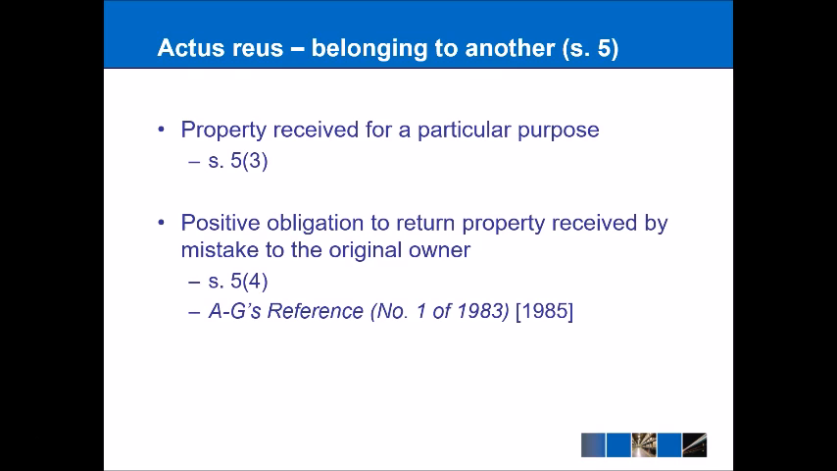Section 5.3 deals with property received for a particular purpose. So if you receive property and you're meant to dispose of it in a certain way, say someone gives you £5 to go and buy lottery tickets from the local shop, and you decide to spend it on beer instead, then obviously you're not using the property for the purpose you were meant to use it for.